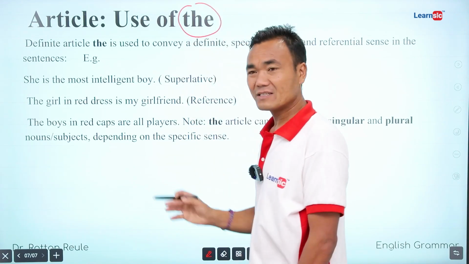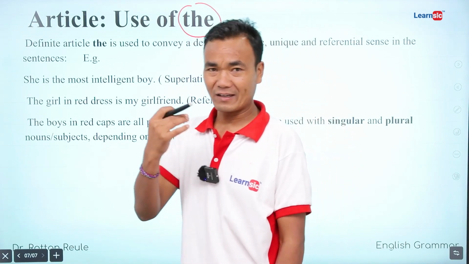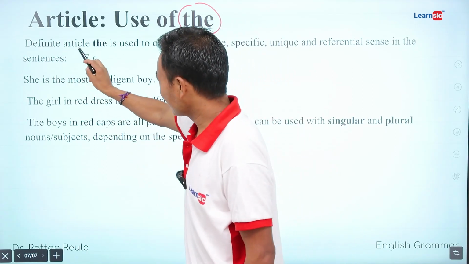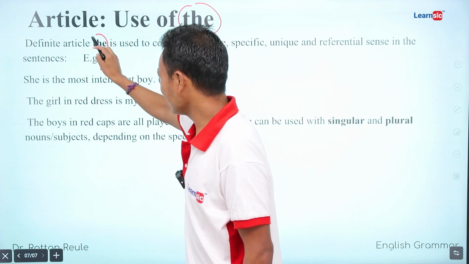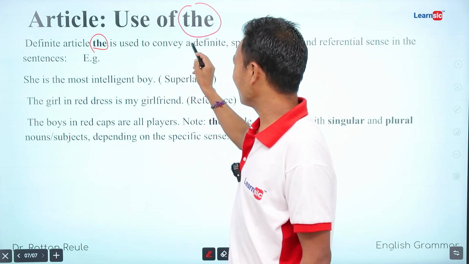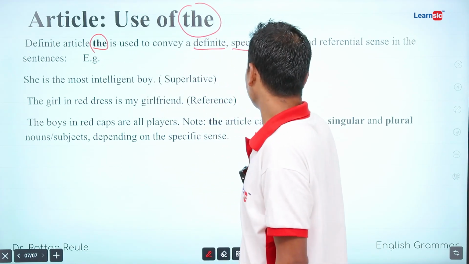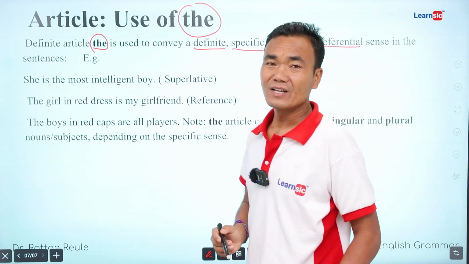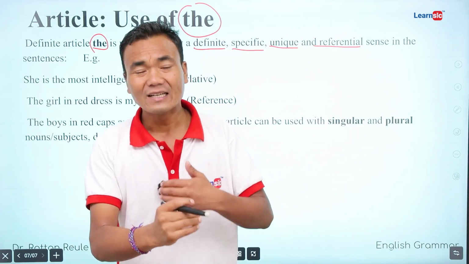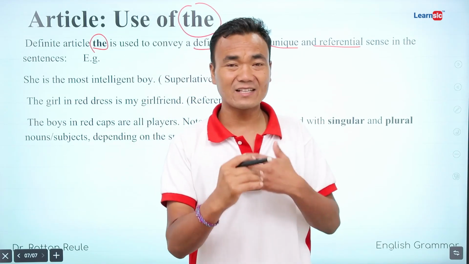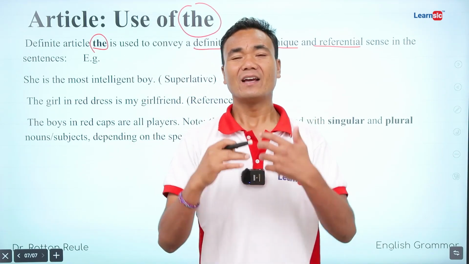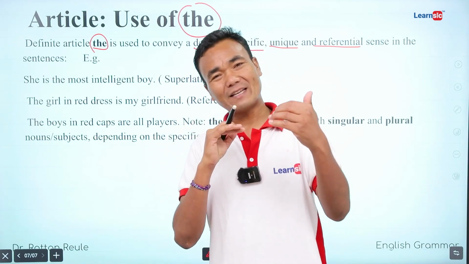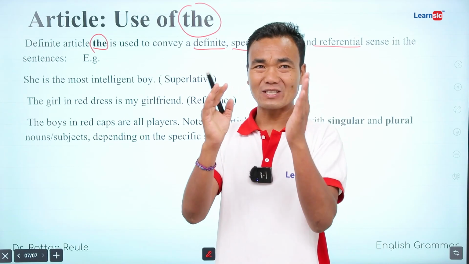Now today we are going to learn how we can use this article, the. So first, what is the definition, and how can we recognize and understand it? A definite article is used to convey a definite, specific, unique and referential sense in the sentence. These are the criteria, these are the rules, the things that we have to understand. If we understand these rules, we can happily and smartly use the article.